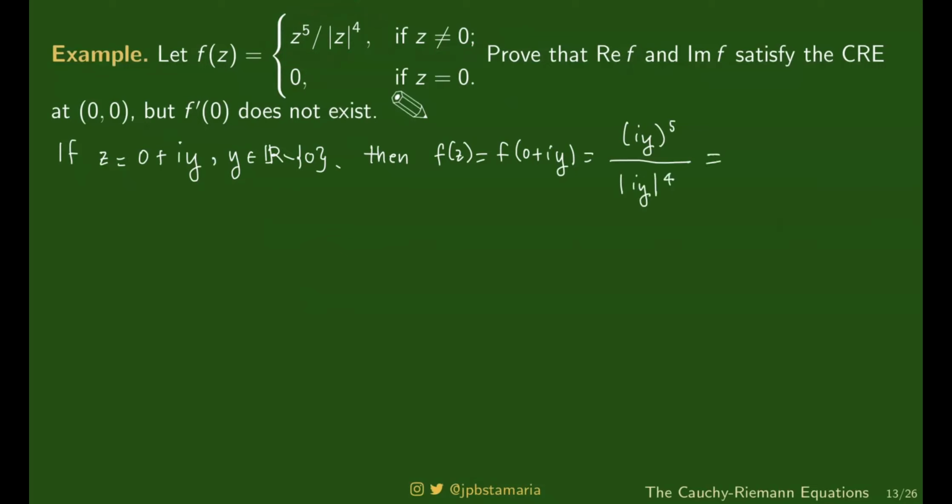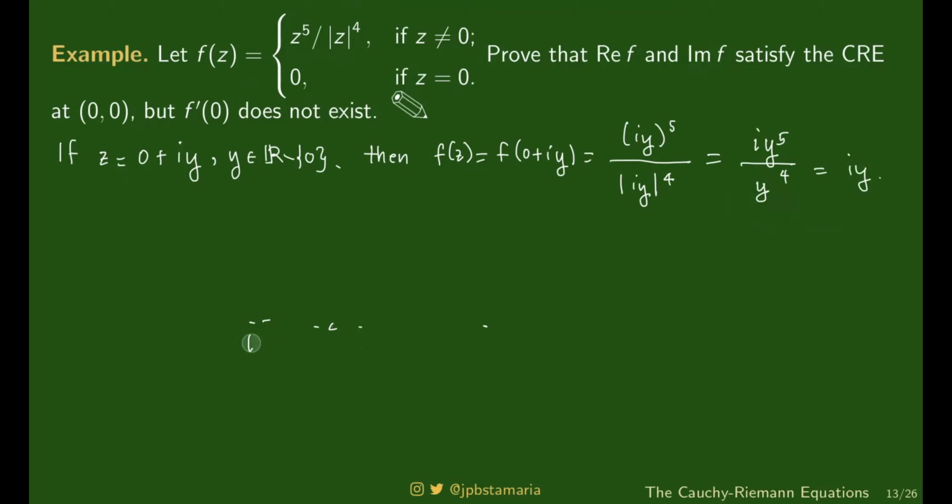What is i to the fifth? i to the fifth is i to the fourth times i, right? i to the fourth is 1, so i to the fifth is i. So this is y to the fifth divided by the absolute value of iy. The absolute value of i is 1, so what remains here is y to the fourth. Actually, absolute y to the fourth, but since y is a real number raised to the fourth power, whether or not there is an absolute value makes no difference. So what remains is i times y.